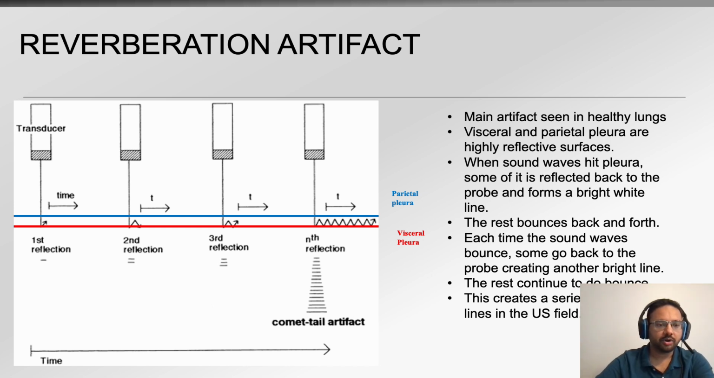This leads to what is known as a comet tail artifact, where there is a bunch of parallel lines. This can be seen in lung ultrasound. It can also be seen when you are looking at a needle using ultrasound inside the skin in a longitudinal plane. Sometimes people also call it the ring down effect or artifact as well. This artifact leads to creation of what are known as A lines, which we will look at in the next slide.